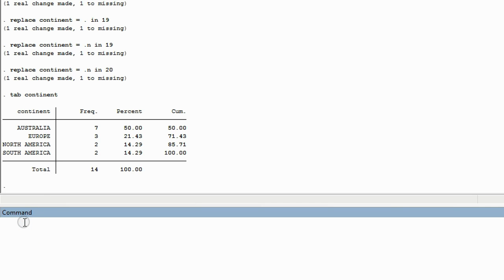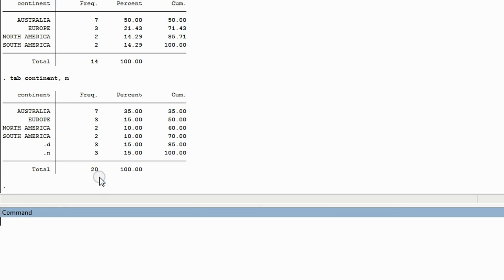If we ran the same analysis but with the missing data, tab continent, comma, m, and then hit enter, now you can see it's showing us 100% of the observations, which means all 20, and it's breaking it down and explaining that 3 of the missing values were .d, which the code book would explain as don't know, and the other 3 missing values were .n, which the code book would explain is not applicable. And that's how you do it.